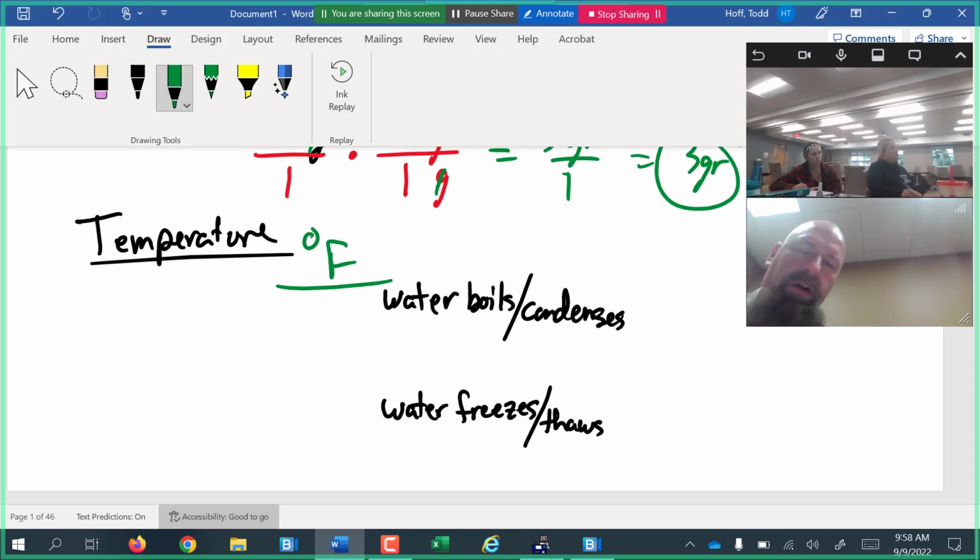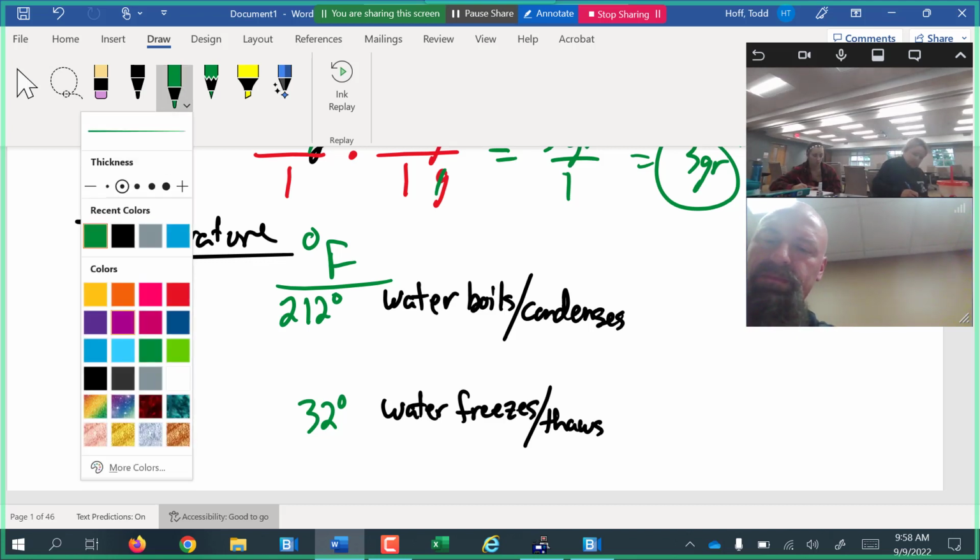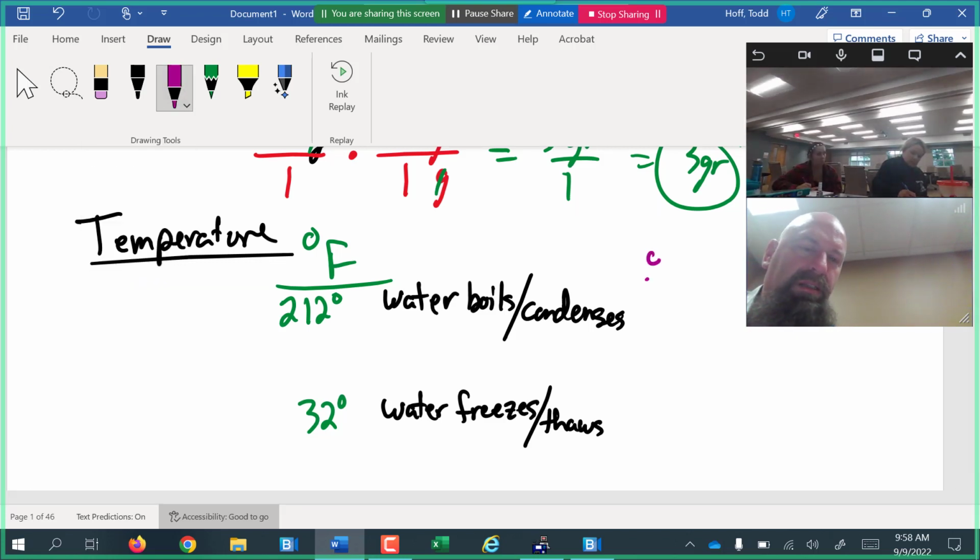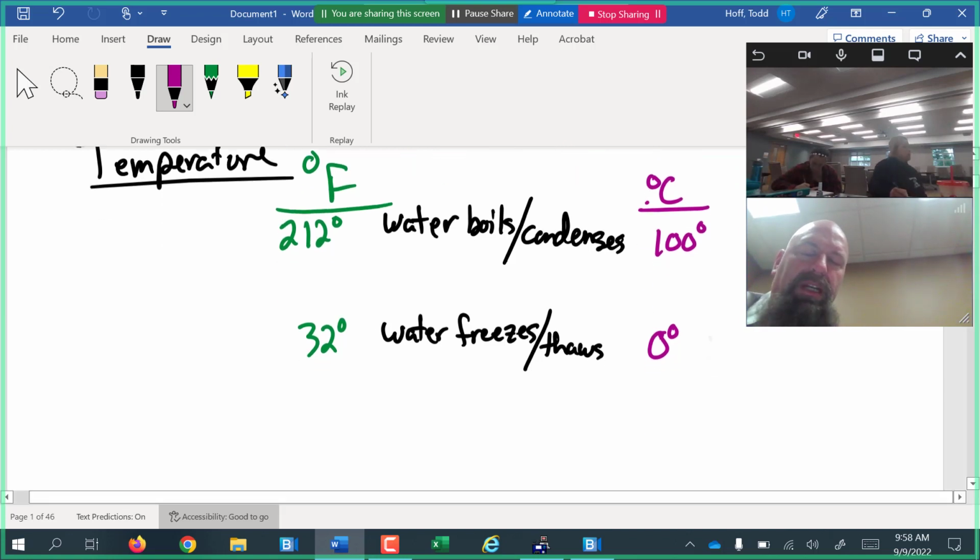Water freezes at 32 degrees. It boils at 212 degrees Fahrenheit. In our Celsius system, water freezes at 0 degrees Celsius and boils at 100 degrees Celsius. Notice again that power of 10, 100 units from freezing to boiling to make everything a little bit simpler, sticking with the metric theme there.